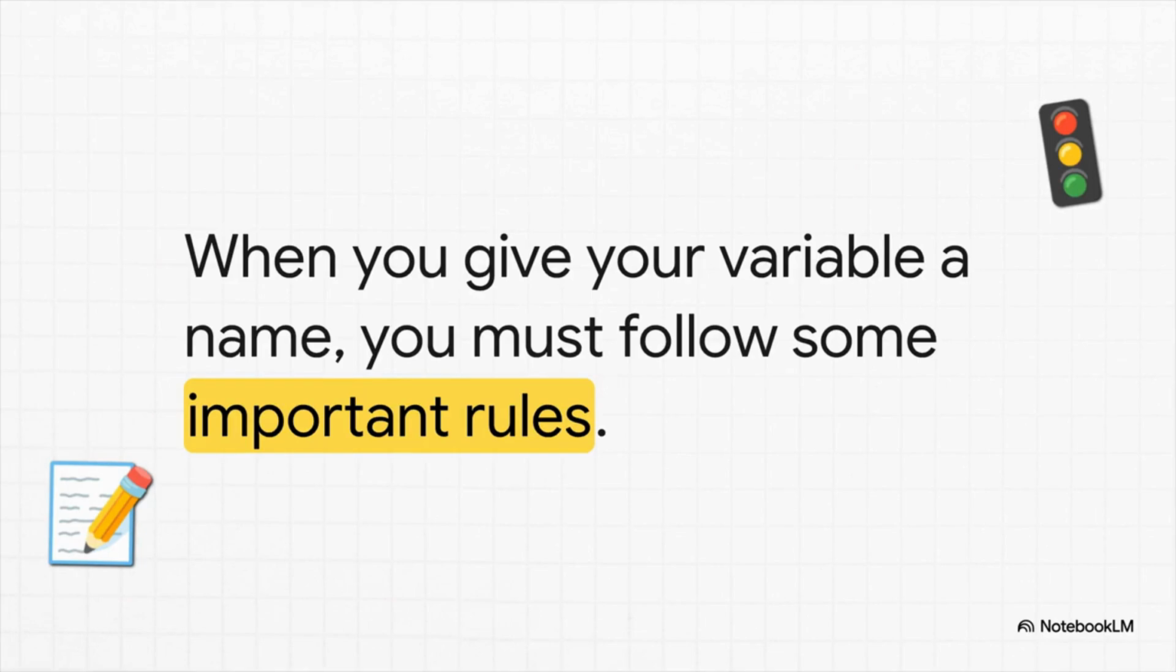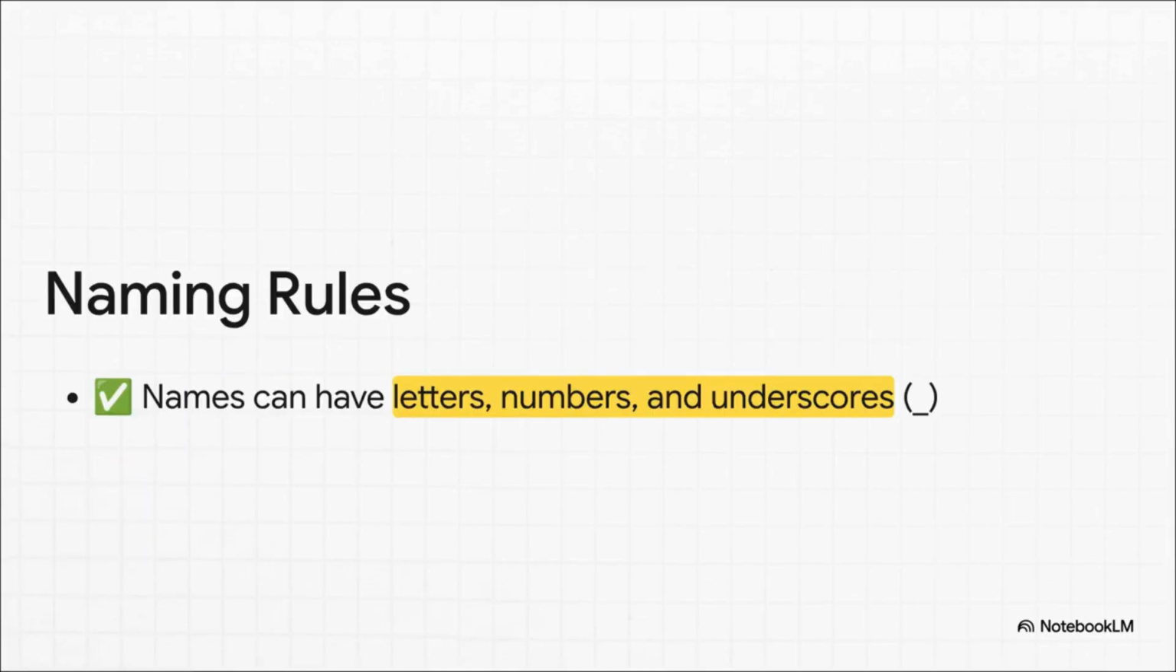All right, so now we know what a variable is, but how do we name them? Turns out you can't just call them whatever you feel like. Python has a few rules of the road you gotta follow. So, what are you allowed to use? Well, your options are pretty simple, actually. You can use letters, you can use numbers, and you can use the underscore. That's your whole toolkit right there.